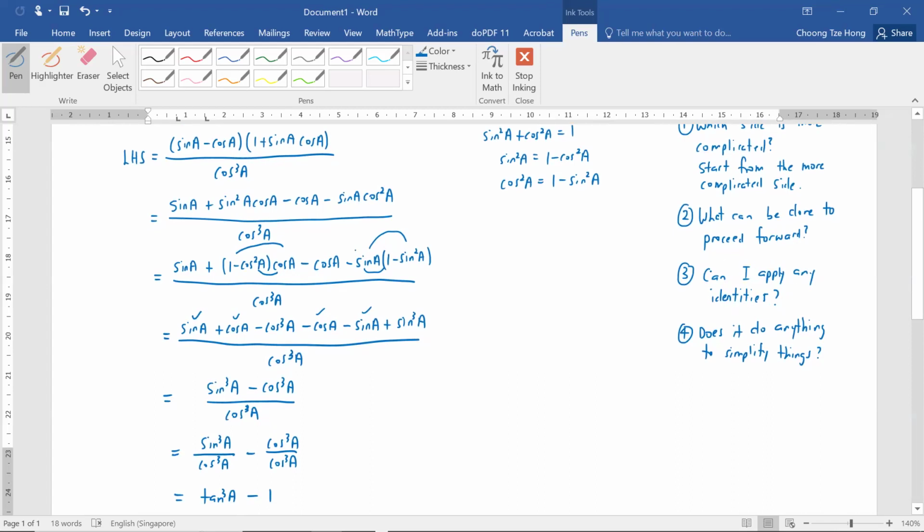In general, when you see a lot of squares, cosine square, sine square, secant square, and so on, then you know that you may be able to apply some identities. After you do anything, you ask yourself, does it do anything to simplify things? If it does not, then maybe you have taken the wrong direction. Then you may want to look at earlier steps and see what else could be done. So I hope this video is useful for you in helping you to understand more about the thought process in solving trigo identity questions.